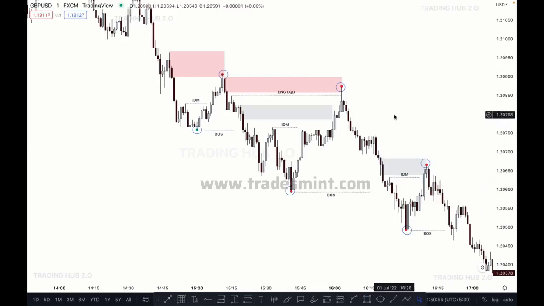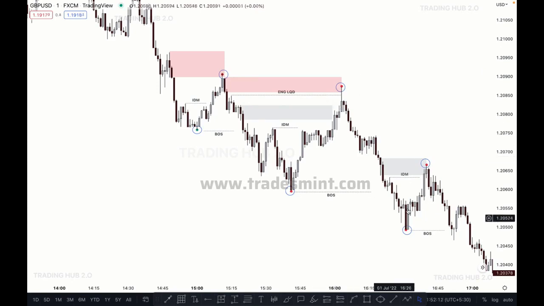Before taking an entry, you must remember one thing: sell after the high is taken out, and buy after the low is taken out in a bullish market. Sell when the market has taken out the high, like here. When the market takes out the high, then sell. The same thing is here. So this is a simple way to identify inducement and engineering liquidity.